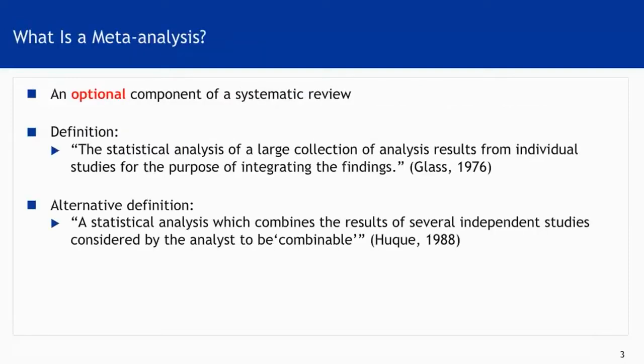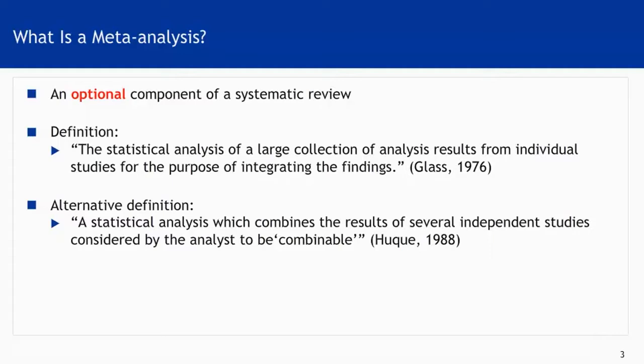So to begin with, let's have a quick review of what is a meta-analysis. Well, meta-analysis is an optional component of a systematic review, which means not every single systematic review would have a meta-analysis, although every single systematic review would have the qualitative synthesis. There are classic definitions for meta-analysis, which is the statistical analysis of a large collection of analysis results from individual studies for the purpose of integrating the findings.